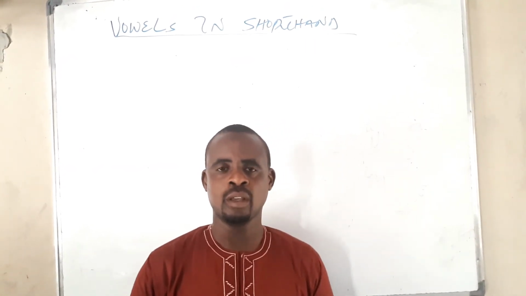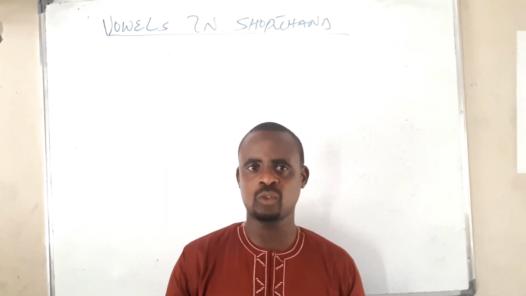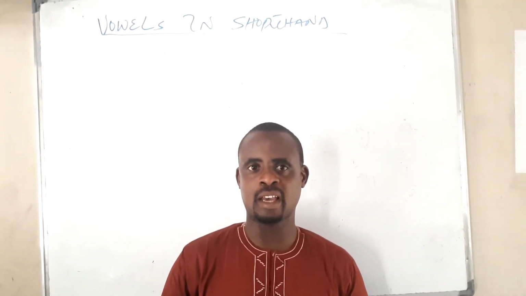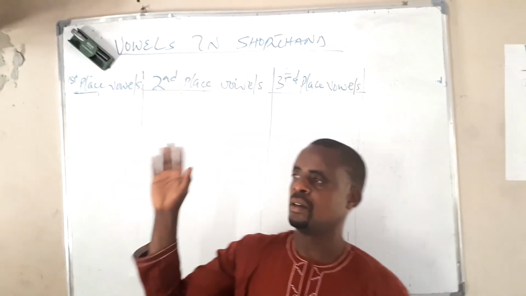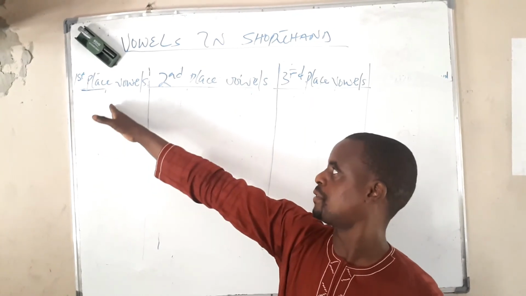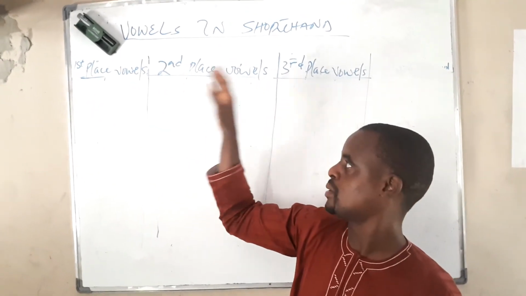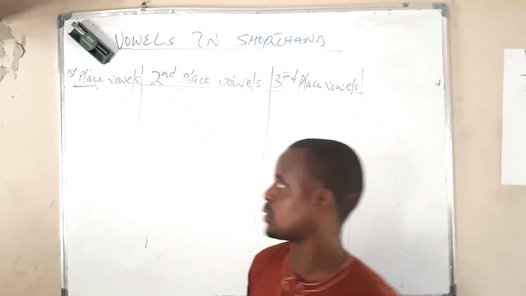Okay, now, as we said, we have 12 vowels in shorthand. These 12 vowels have been categorized into 3. As you can see in this table, we have first place vowels, second place vowels, and third place vowels. So let us see what the first place vowels are that we have in shorthand.